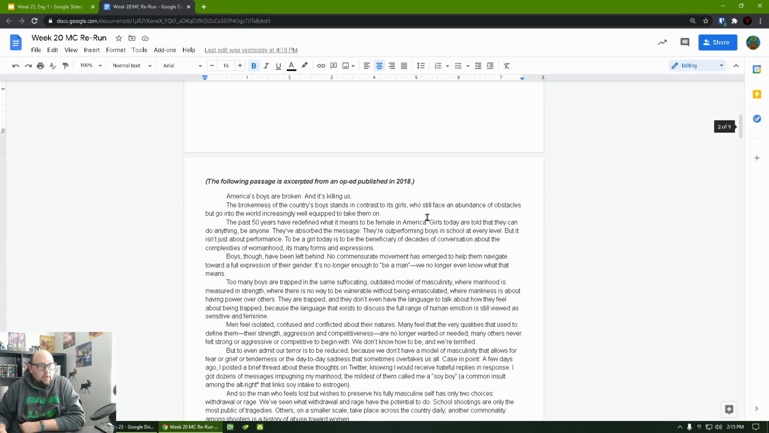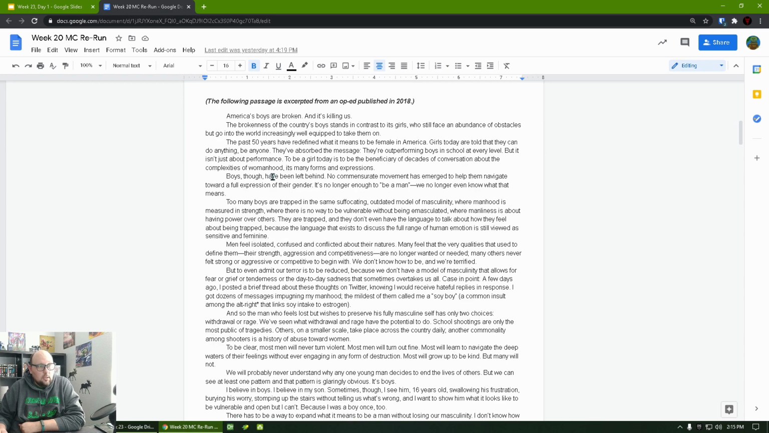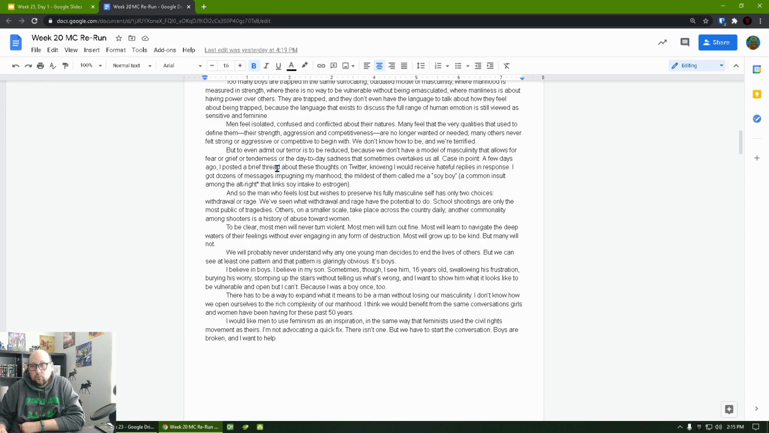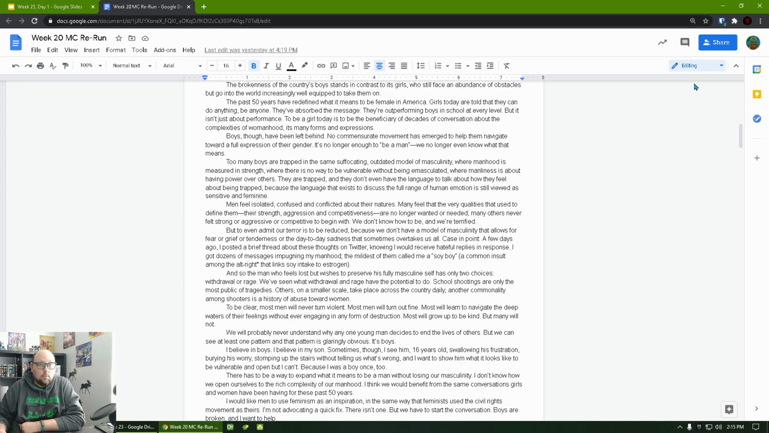So when you scroll down here on page 2, here is the passage, and you need to stop and read the passage. So I'm going to give you all a minute to do that now.